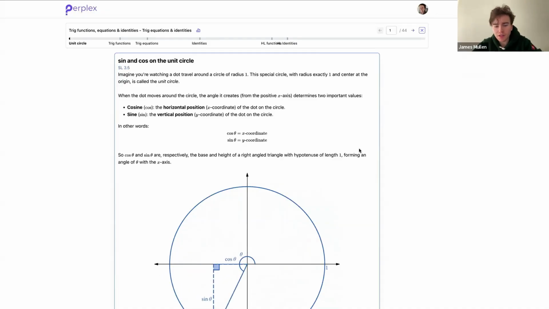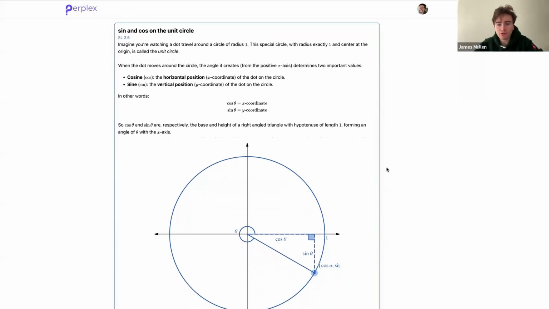So let's think about sine and cosine on the unit circle. I want you to imagine that you're watching a dot travel around a circle of radius 1, and you can see that in the picture below. And this special circle, which has a radius of exactly 1 and is centered at the origin, is called the unit circle. And as this dot moves around the circle, the angle that it creates from the positive x-axis, so this angle here, determines two important values.